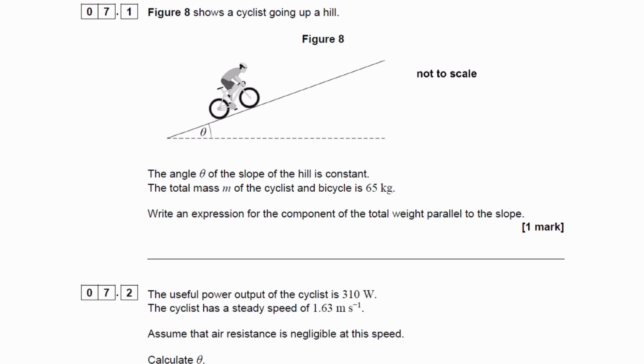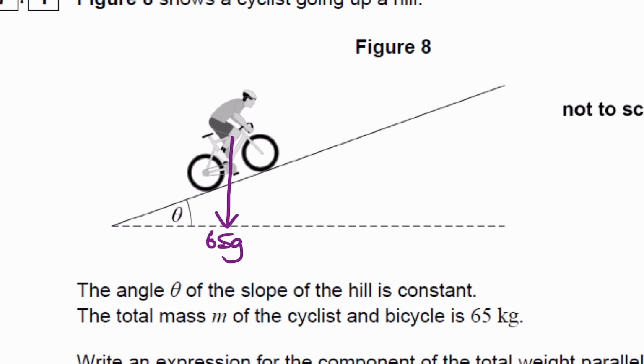The total mass of the cyclist and the bicycle is 65 kilograms, so let's draw that on our diagram. So downward weight force, 65g, and then we want to write an expression for the component of the total weight parallel to the slope. If I draw a line like this, such that this is perpendicular to the slope, we want to work out this component over here at the bottom. So that's the component of the weight force that would be parallel to the slope.